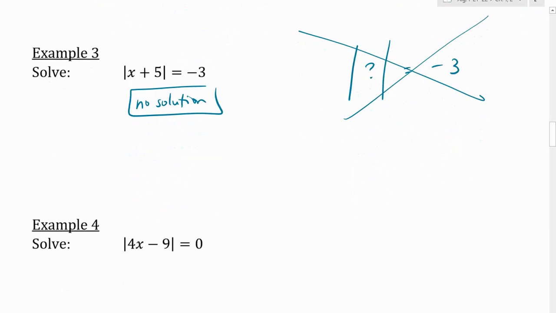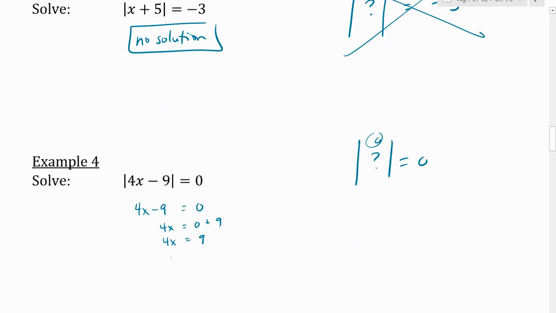Okay. All right, so then here, can an absolute value be 0? Yep, the only number it works, though, is if you put a 0 in there. So whatever that 4x minus 9 is 0. So we're going to add 9 to both sides. We're going to divide both sides by 4. Oop, then we're done. So there's just the one solution.